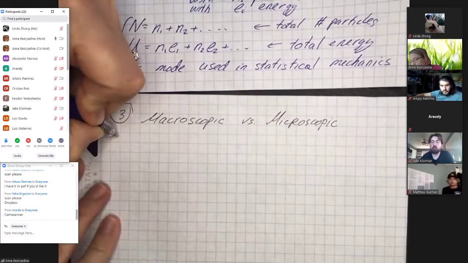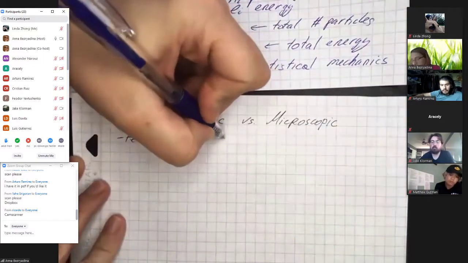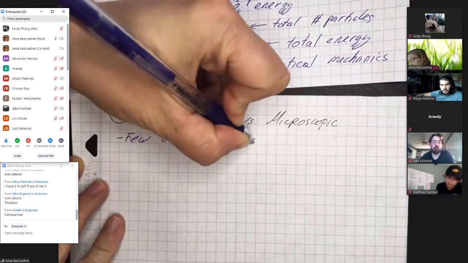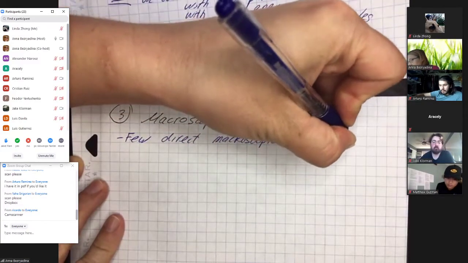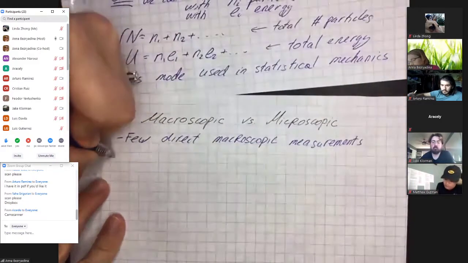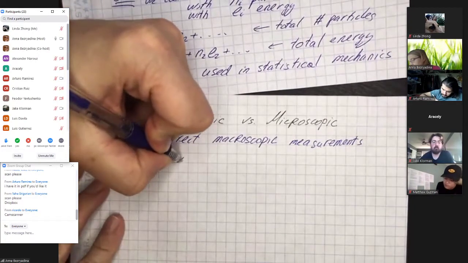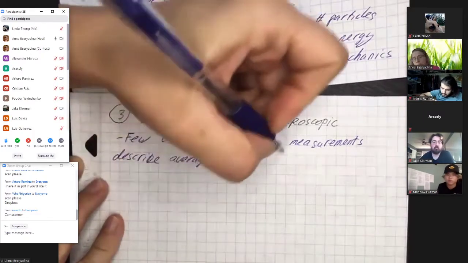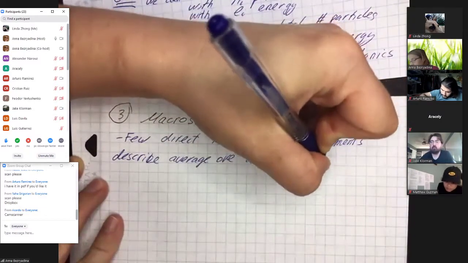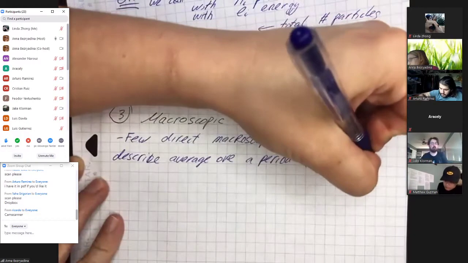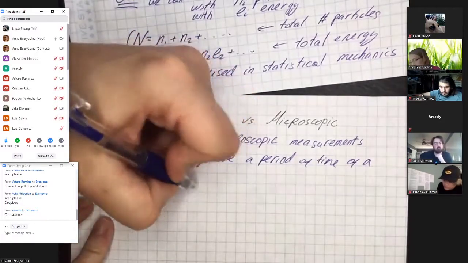Few direct macroscopic measurements describe the average over a period of time of a large number of microscopic characteristics.